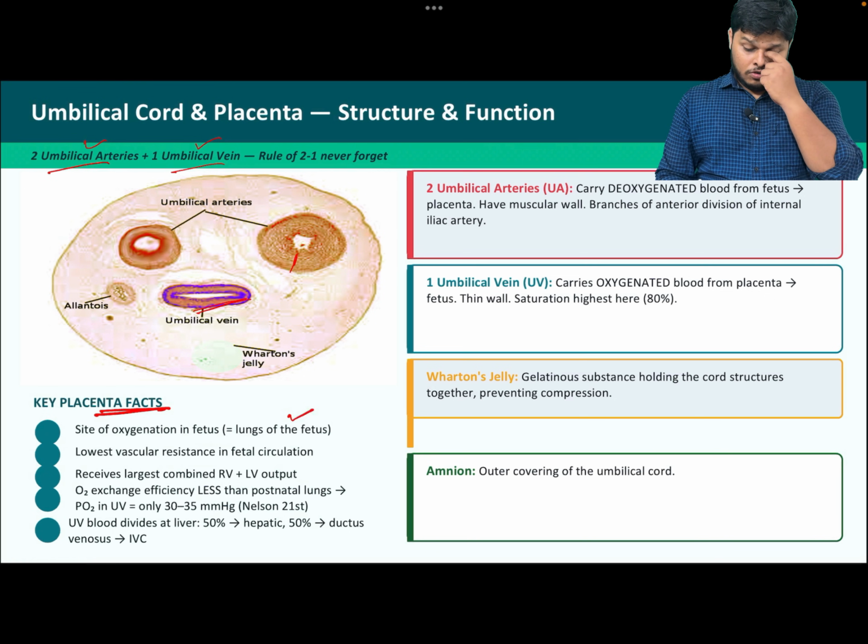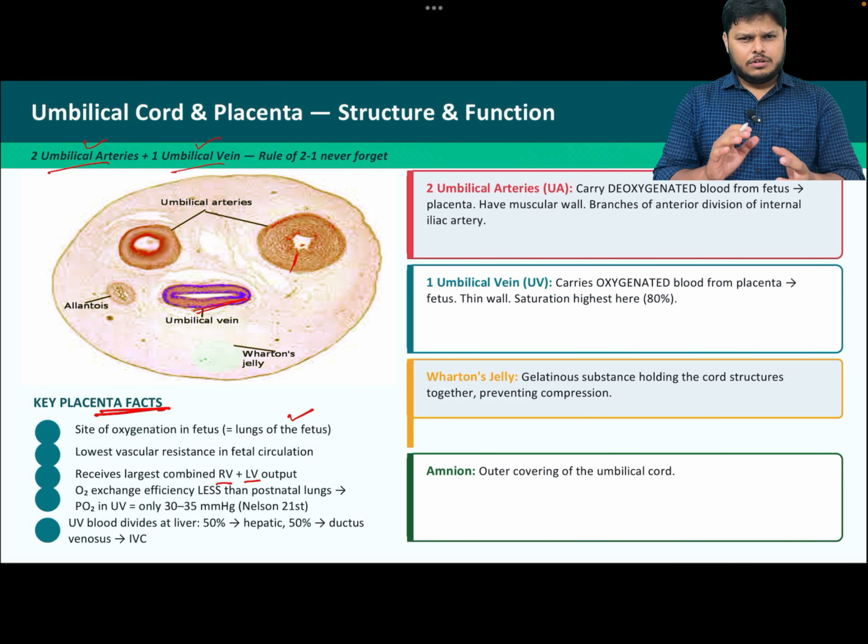The placenta receives the largest combined right ventricle plus left ventricle output. The oxygen exchange efficiency is less than the postnatal lungs, which is understandable, because along with the exchange of gases, it also does the exchange of nutrients, so the efficacy will be less. The umbilical vein blood divides at the liver. 50% goes into the hepatic circulation, 50% will go into the ductus venosus and drain into the IVC. We will read it in detail in the next slide.